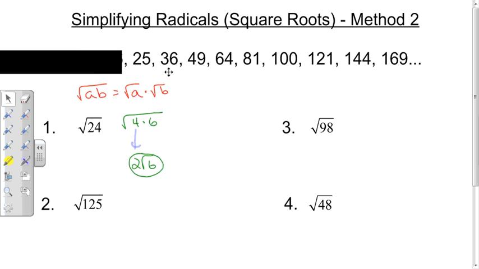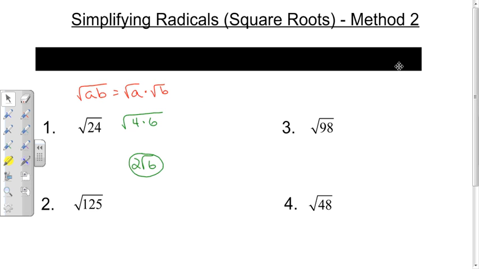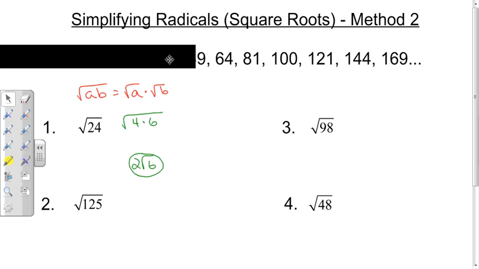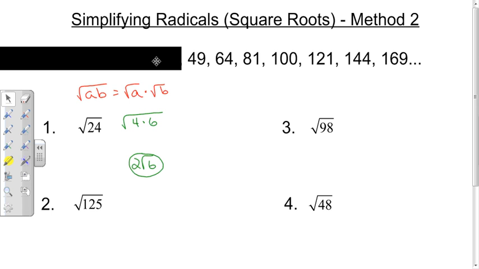So again, going on to the next one, the square root of 98: what's the biggest perfect square that goes into 98? It's going to be smaller than 98. It's not 81, not 64, but it is 49. So I'm going to split 98 into 2 times 49.